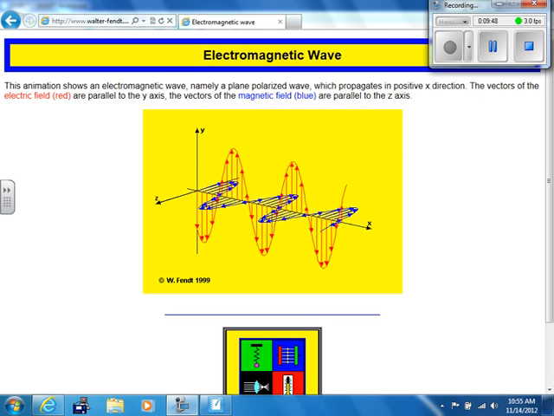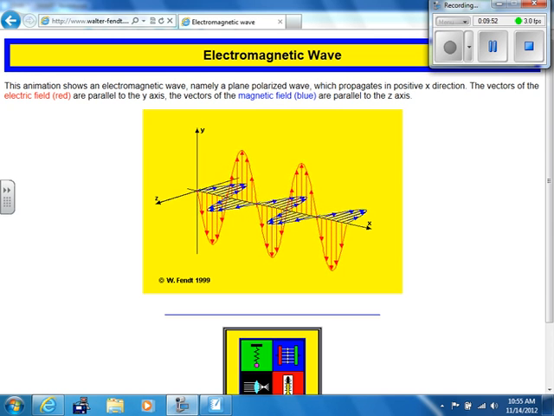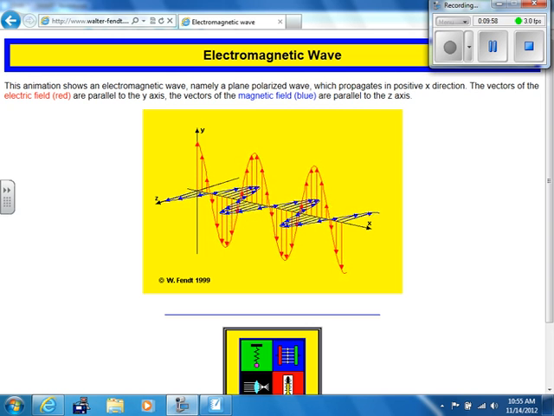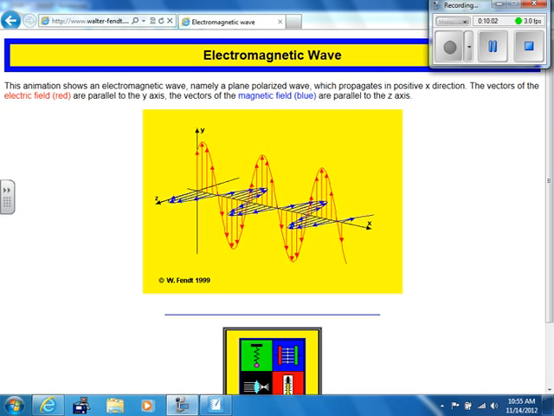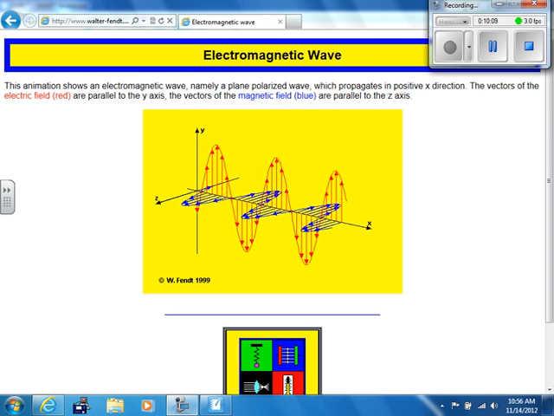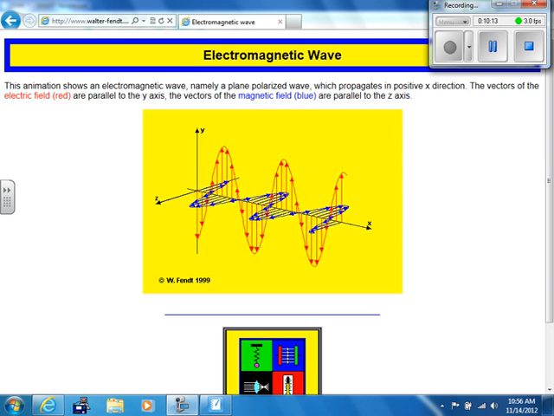The direction of propagation just means the direction that it moves. So this is moving to the right. In this diagram right here, we've got our electric field changing in value in a sinusoidal nature, and so is our magnetic field in blue. But which way is it actually traveling here? Which way is the wave progressing?